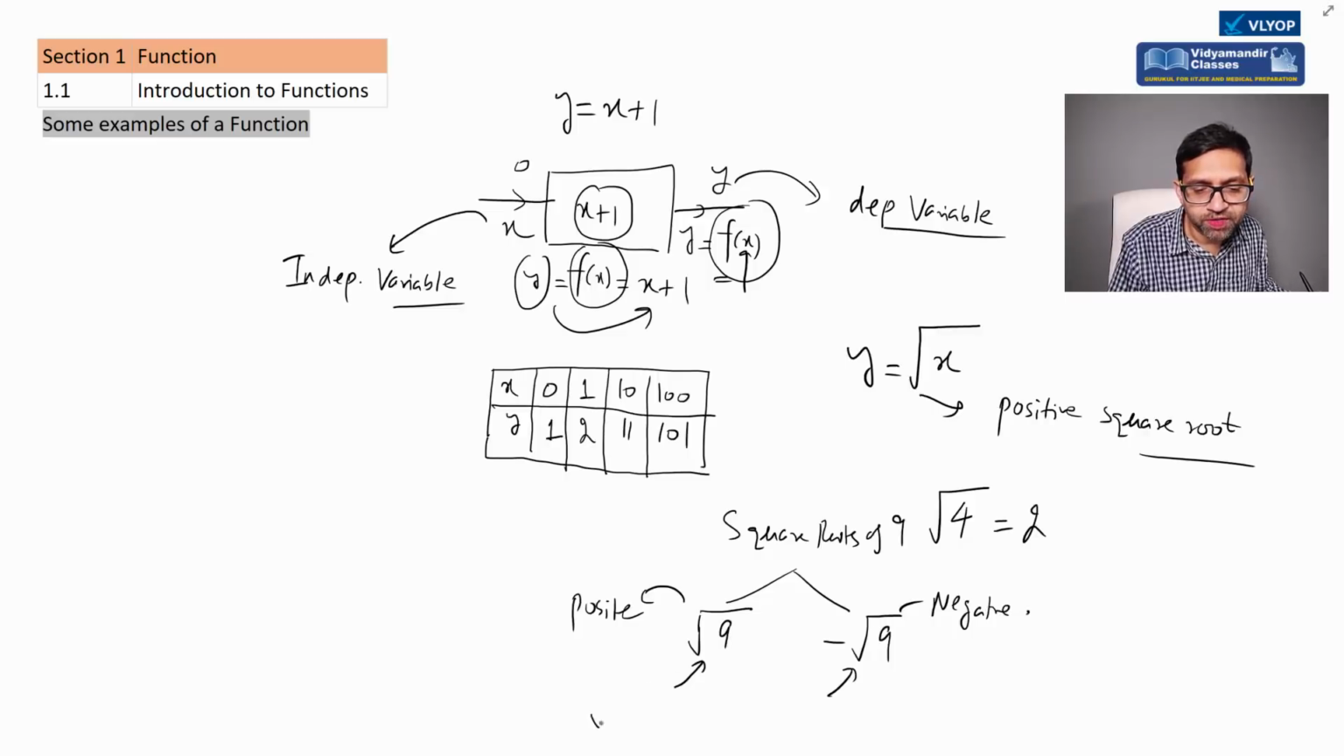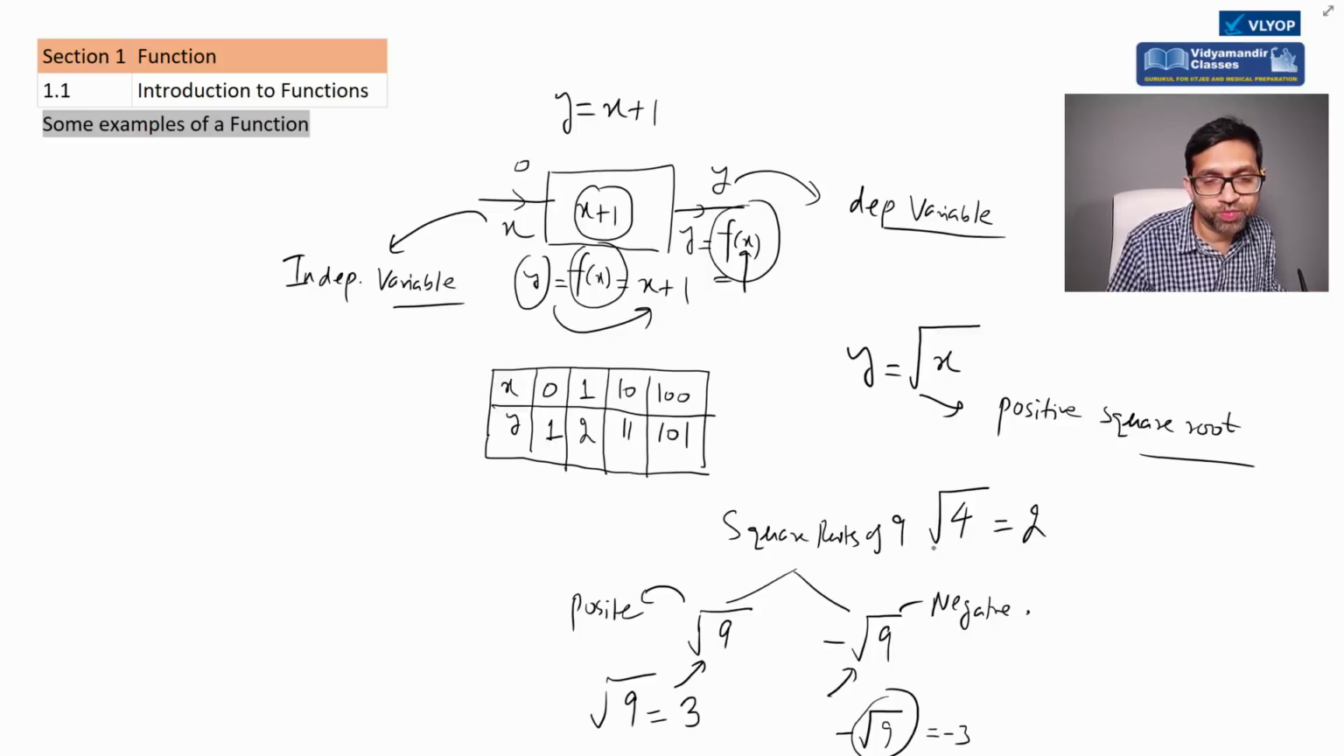So this symbol is positive square root and this symbol is negative square root. So always remember that this can only generate positive value. This is positive square root, so it can generate only 3. Here also, this part will generate 3 only. If there's a minus sign outside, that's why it becomes minus 3. Otherwise, it is square root of 9. This is positive square root of 9, which is 3. Because of the minus outside, the minus sign came.